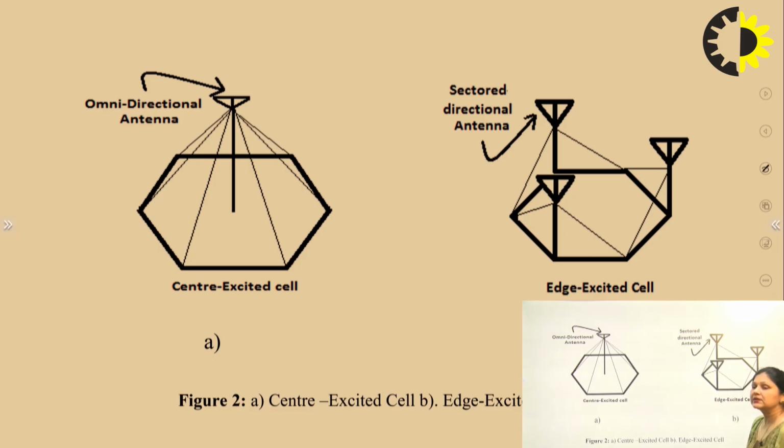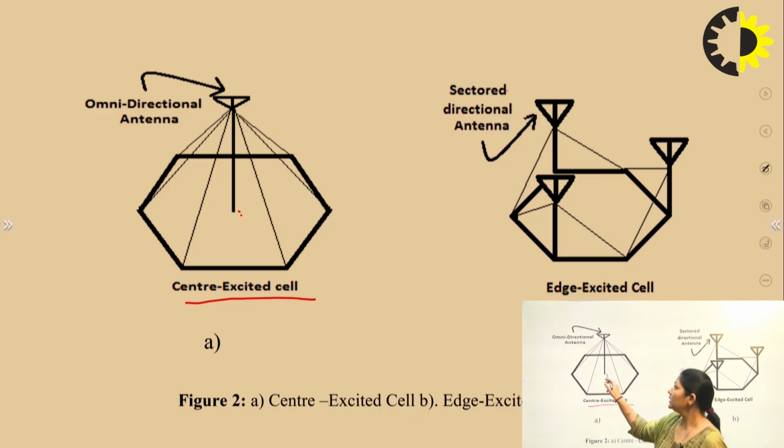Now you can see the placement of the antenna and the directivity of the antennas. Here we have the central excited cell. If the base station's transmitting antenna is at the cell center, then we use an omnidirectional antenna. But if we are placing the base stations at the edges of the cell, then we will be using directional antennas. As you can see, for a particular cell, these 3 sector directional antennas will be covering the whole area of the cell.